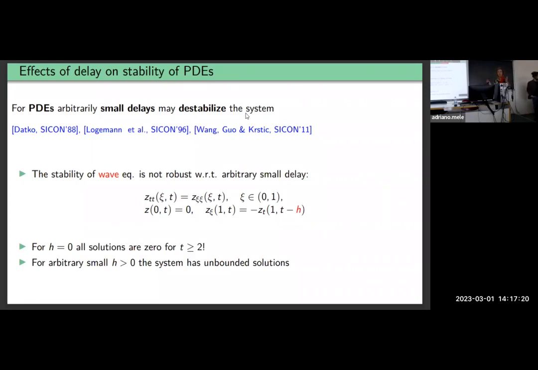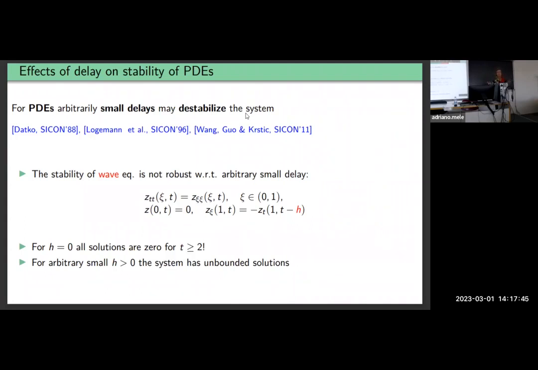Now in control, it is very popular to have prescribed convergence in a given time, exactly zero, and no matter what your initial condition was. So this is fantastic. But if you have an arbitrarily small delay here, the system explodes.